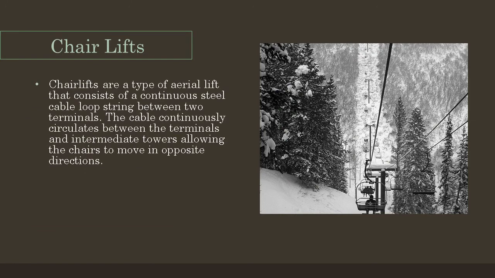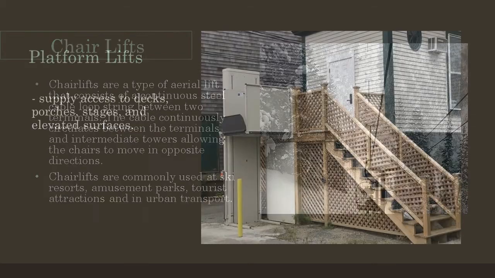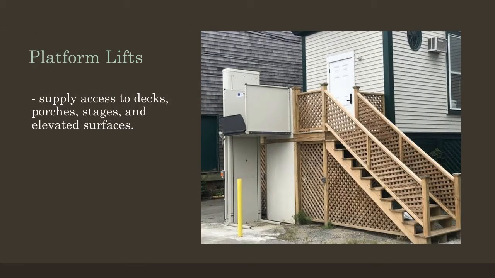Chair lifts. Chair lifts are a type of aerial lift that consists of a continuous steel cable loop strung between 2 terminals. The cable continuously circulates between the terminals and the intermediate tower, allowing the chair to move in an opposite direction. Chair lifts are commonly used at ski resorts, amusement parks, tourism attractions, and in urban transport. Platform lifts supply access to decks, porches, stages, and elevated surfaces.